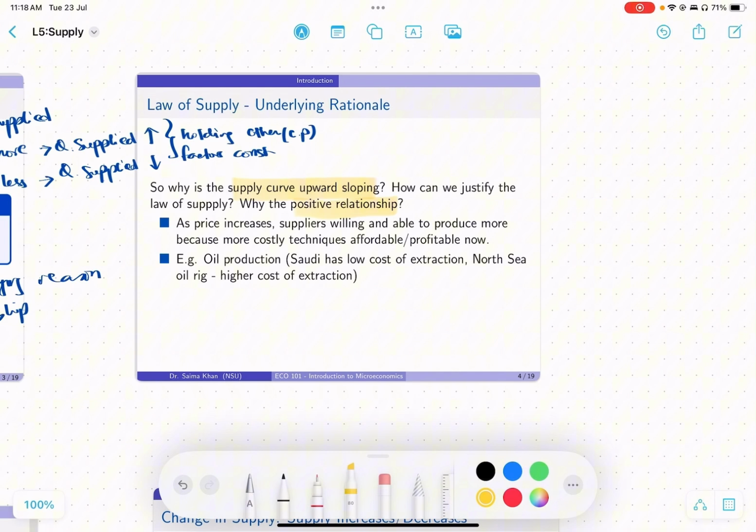So here it's actually written very succinctly that when price goes up, suppliers are willing and able to produce more because more costly techniques become affordable or profitable now. Okay, I'm actually going to give you an example by drawing the supply curve separately.